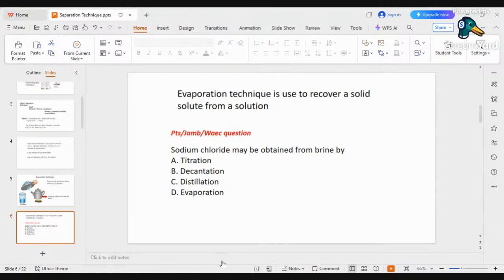So the question says sodium chloride may be obtained from brine by dash. A. Titration. B. Decantation. C. Distillation. D. Evaporation. Please, I want to see your answer. What is the answer? Just comment. Is it A? Is it B? Is it C? Is it D?